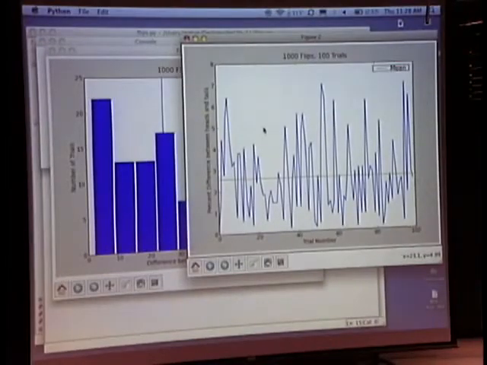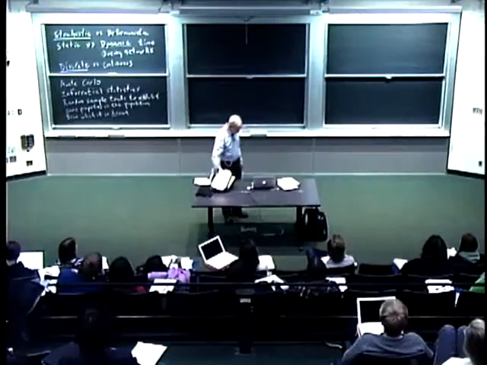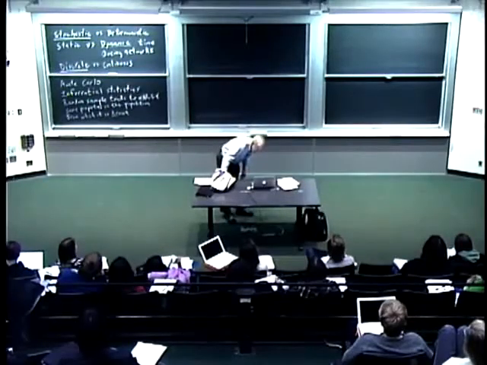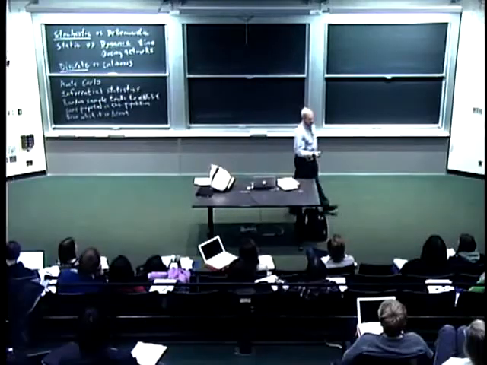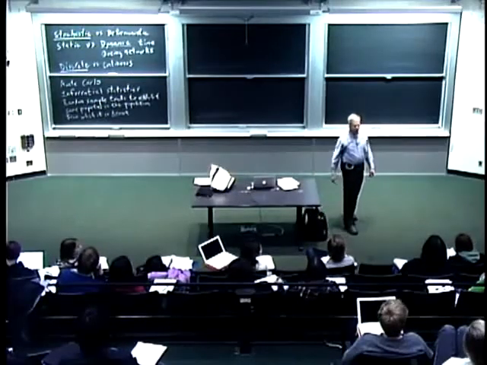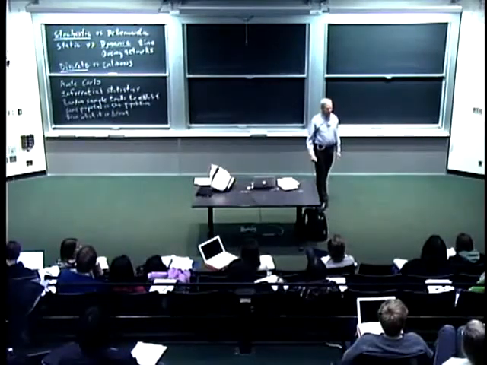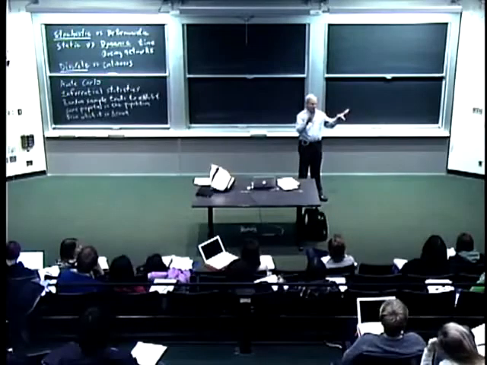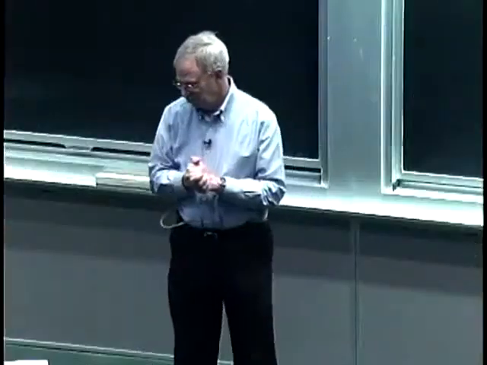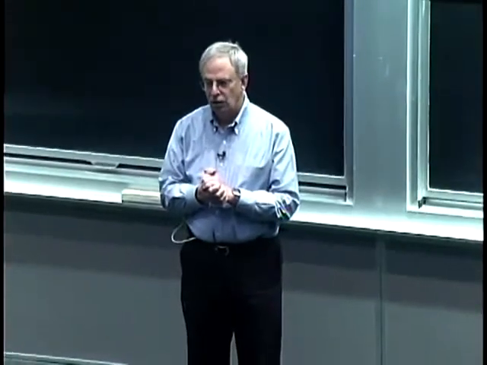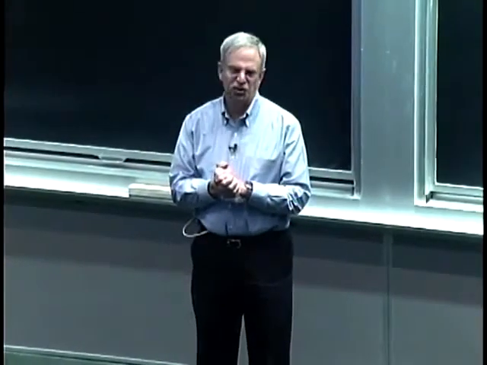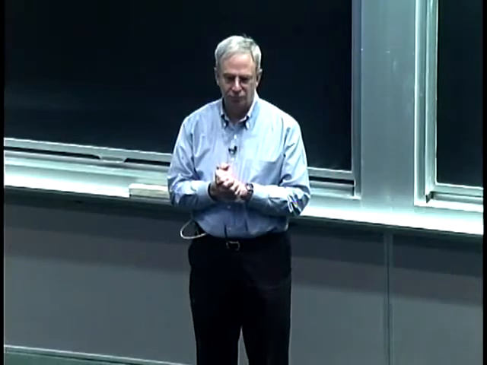Yeah? There are no zeros. That's right. As it happens, there are no zeros. Not so surprising that it didn't ever come out exactly 500, 500. What else? What was the biggest difference percentage-wise we saw last time?